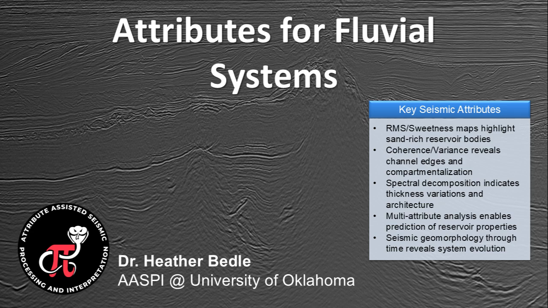Today I'm going to be going over some attributes that you can use to detect fluvial systems in seismic data. Some of the ones that are really good are RMS or sweetness attributes that help you find the sand-rich reservoir bodies. You could also use coherence, or variance as it's called in some programs, spectral decomposition, and multi-attribute analyses. So let's look at some examples.